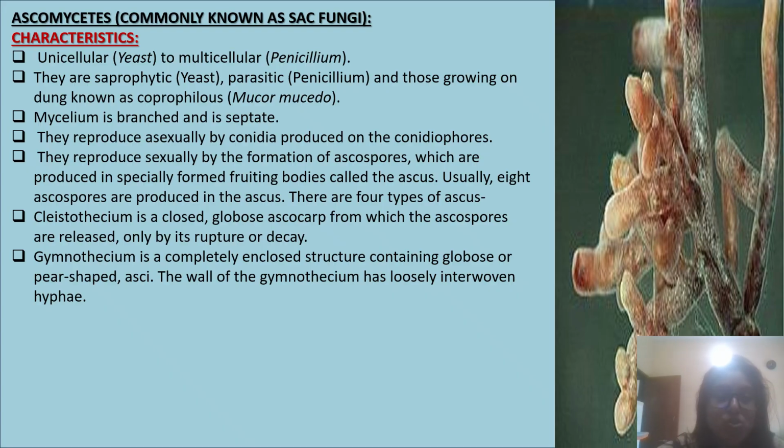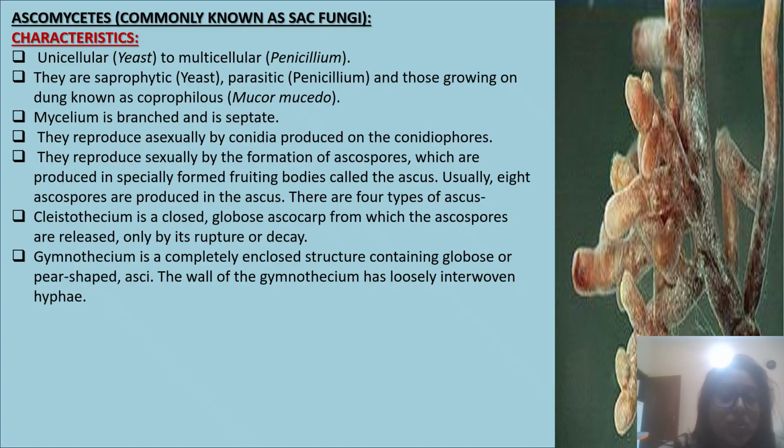They reproduce asexually by conidia produced on conidiophores. They reproduce sexually by the formation of ascospores, which are produced in specially formed fruiting bodies called the ascus. Usually, 8 ascospores are produced in the ascus. There are 4 types of ascocarp.